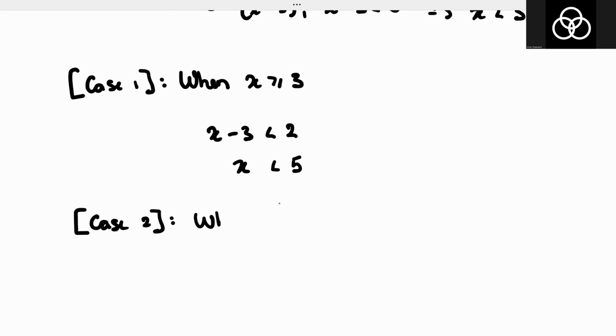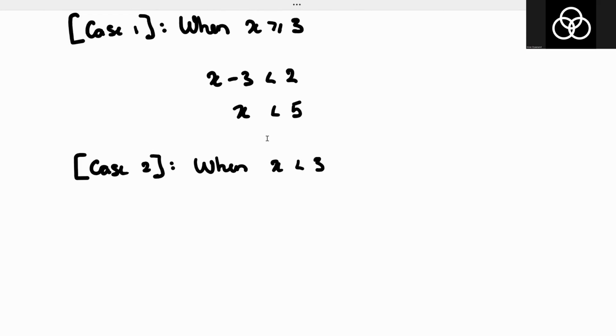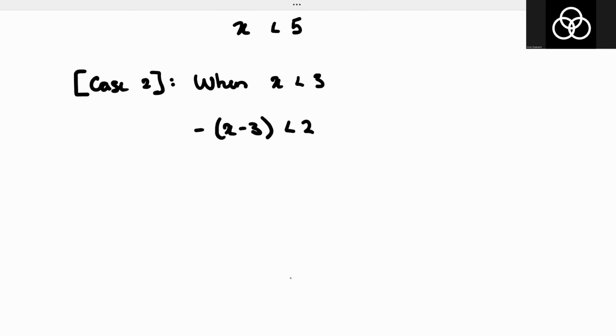Right? So let's look at case 2. When x is less than 3, right? So now we use this bottom inequality. So we have minus (x minus 3) is less than 2. So we could multiply through by minus 1. So we get x minus 3, and we have to flip the sign, greater than minus 2.